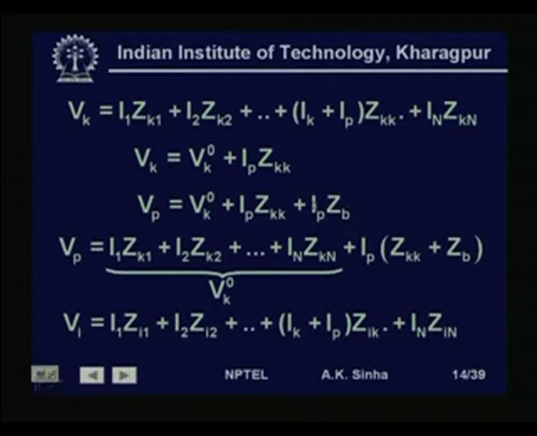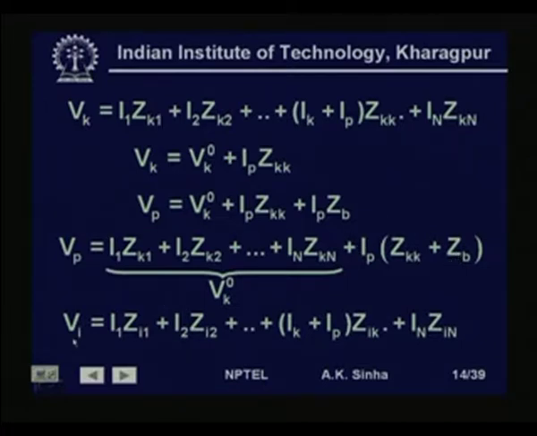Now, we can write this in expanded form where we are putting for Vk0 the values here. So, I1 Zk1 plus I2 Zk2 up to In Zkn plus Ip into Zkk plus Zb. So, Ip into Zkk plus Zb, right.